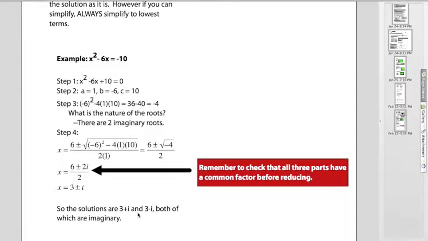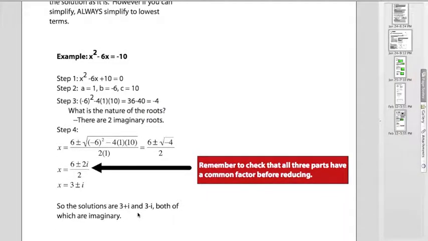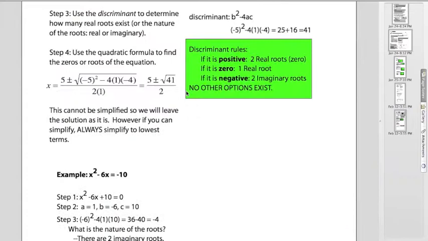And you can see here the solutions are 3 plus i and 3 minus i, which in this case were both imaginary. And as we go back to check our discriminant, it told us that there would be two imaginary roots, and in fact there were. This is exactly how you are to implement using the quadratic formula in solving quadratic equations.